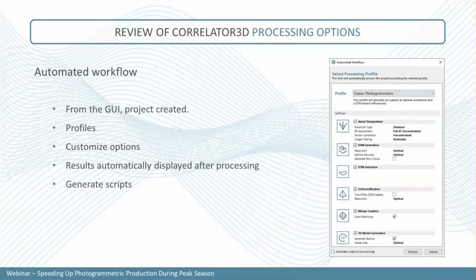Once the automated workflow is launched, basically all the results are displayed directly on your screen after the processing, so you don't have to reopen the project. It can be useful to quickly visualize the outputs. And I think the most useful thing with the automated workflow is basically its capacity to generate some scripts if you want to start familiarizing yourself with the scripting tools from Correlator 3D.